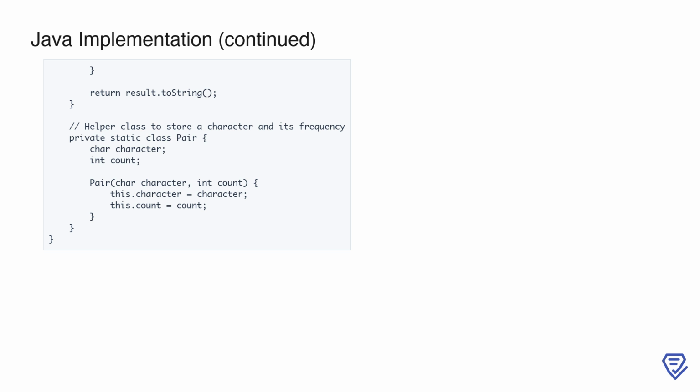Finally, the Pair class is defined as a helper class to store each character along with its frequency. It has two fields, character and count, and a constructor to initialize these fields. This class helps us encapsulate the character and its frequency together, making the stack operations more intuitive and maintainable. With this implementation, we efficiently remove adjacent duplicates in the string while adhering to the given constraints.